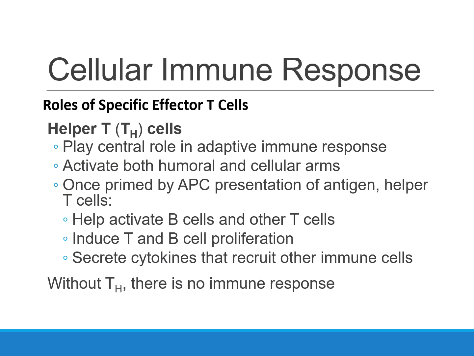So what are the roles of the specific effector T cells? Let's talk about our helper T cells for just a second. They play a role in the adaptive immune response, of course, because that's what we're talking about. They activate both humoral and cellular arms of our immune system. Once they are primed by being presented an antigen, the helper T cells help the B cells become activated and other T cells. They induce the proliferation of both T cells and B cells, and they secrete chemicals, cytokines, that recruit other immune cells. So these are the pivotal helper in this whole process. If you don't have helper T cells, there is no immune response.